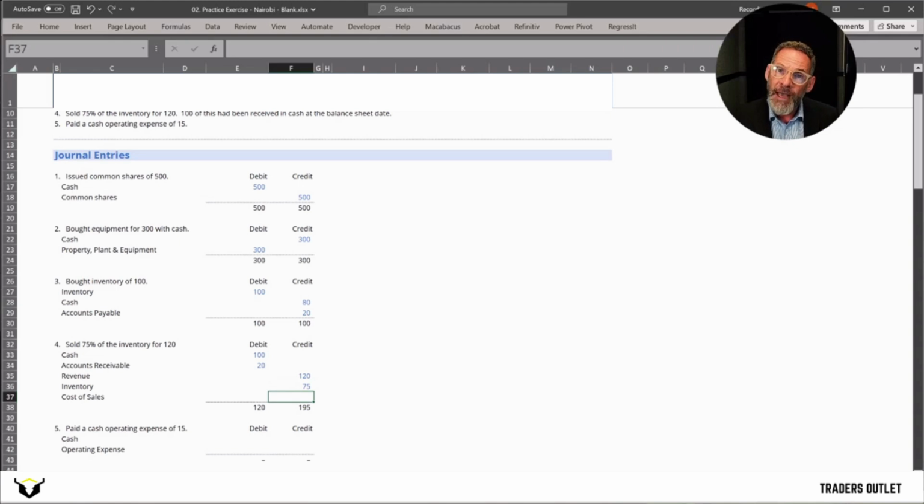But we also now have an expense. Recall that when we increase an expense, and that falls under equity, that is a debit. And that cost of sales or cost of goods sold is there, and our journal entry balances. Now, let's go back to the balance sheet and make sure we can update the balance sheet accordingly.